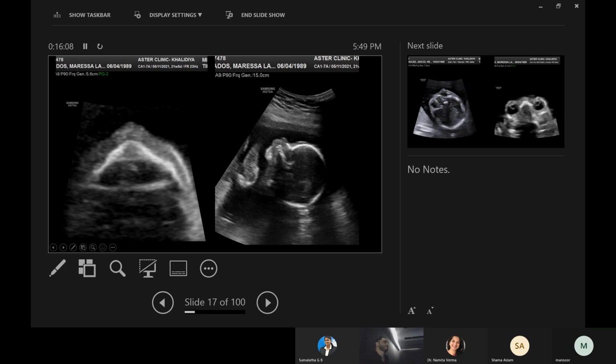Even in the profile view, apart from the nasal bone and the facial profile and the mandible, you can also look for cleft palate here. There will be a palatal gap here in the mid-sagittal plane. You can see the tongue protruding up also if there is a cleft palate.